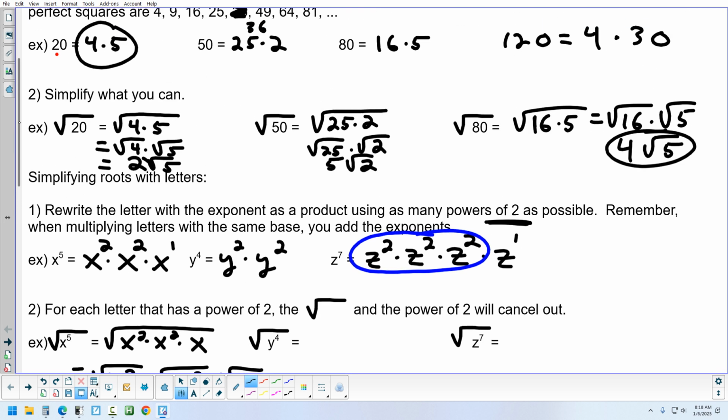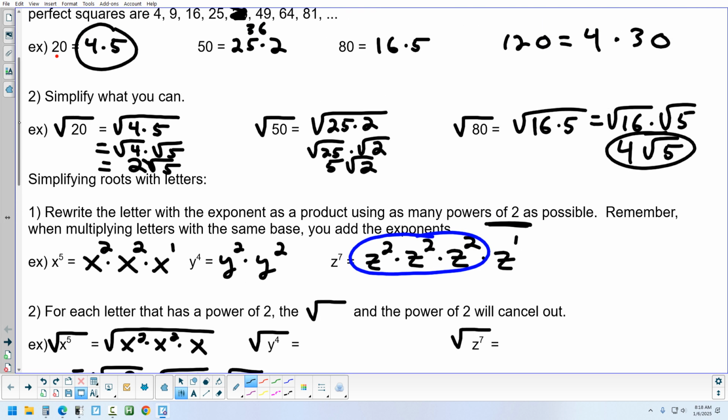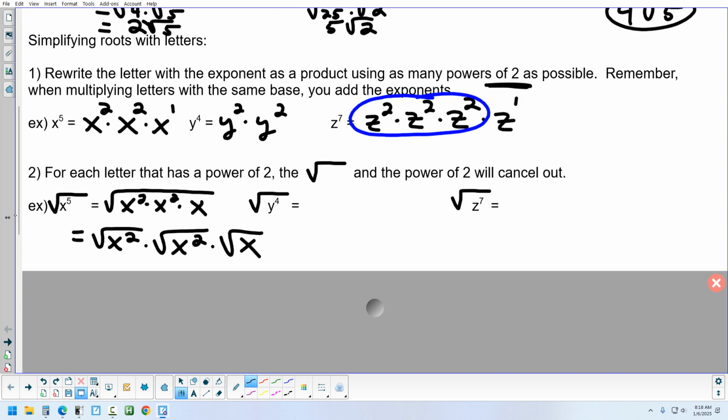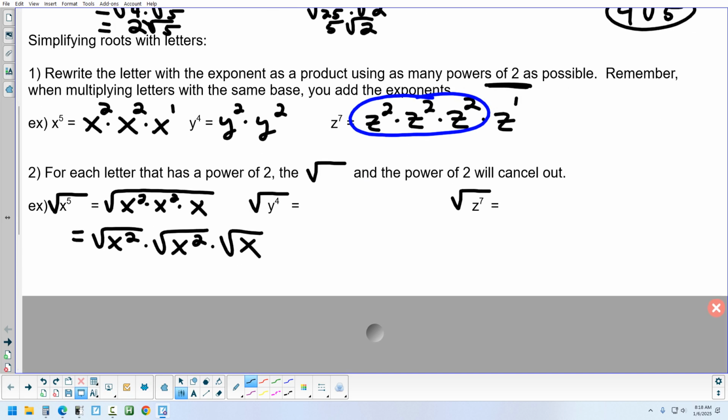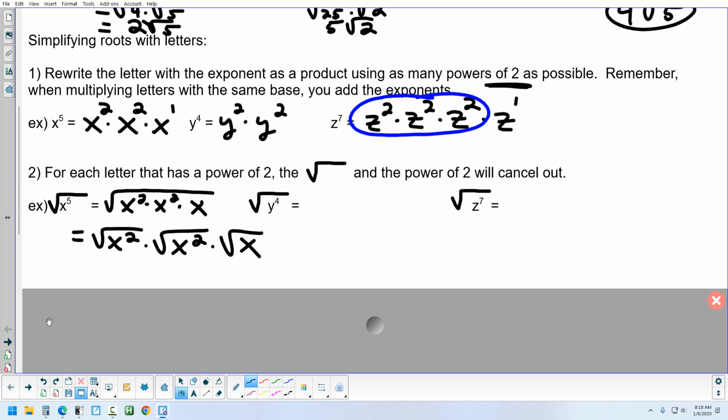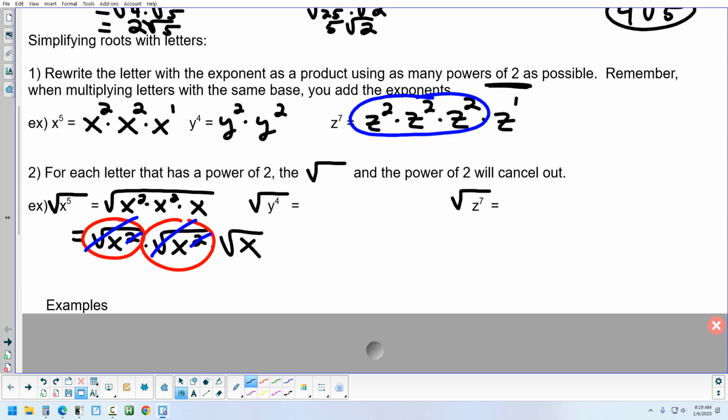So it's exactly what we did with numbers. Take each number and write it with its own square root, except now you might have more than 2. You might have 3. Now it says for each letter that has a power of 2, so this one and this one, the square root and the power are going to cancel out. So what's going to happen? That's gone, that's gone. So now the only thing you have left in front is an x and an x. And that square root of x, nothing happened to it. It was left over, so we have to leave that.